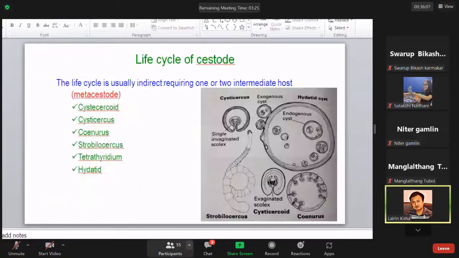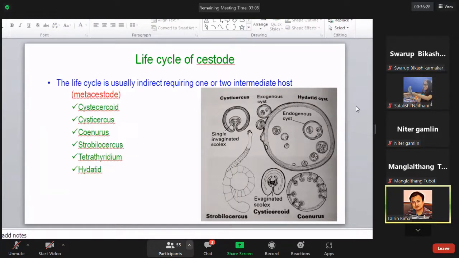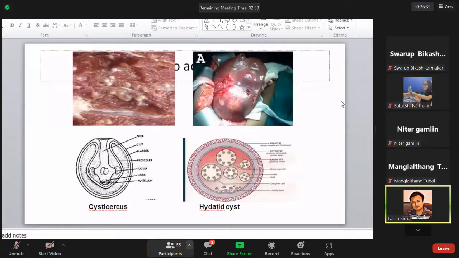All right. Life cycle of cestode, the intermediate stage. In case of trematode, we have miracidium, sporocyst, redia, cercaria, metacercaria. But here, in case of eucestoda, we have different types of metacestode: cysticercoid, cysticercus, coenurus, strobilocercus, tetrathyridium, hydatid. These things I'll explain in the next class. But before that, please go through what those are, and later on it will be easy for you.